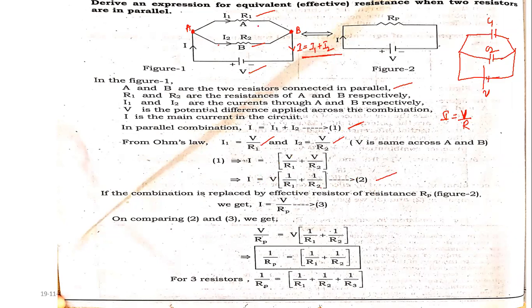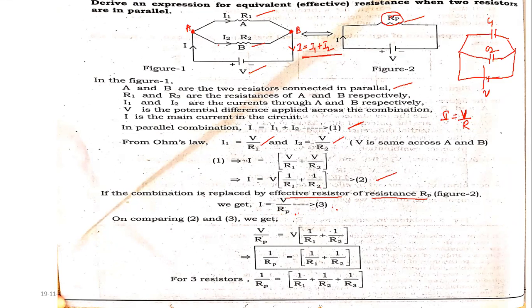Now again you have to replace this combination. Replace it with a single resistance, whose value must be Rp. That will be the effective resistor, and the resistance corresponding to the effective resistor is called the effective resistance. If the combination is replaced by an effective resistor of resistance Rp, then you get I is equal to V divided by Rp. Take it as equation number 3.